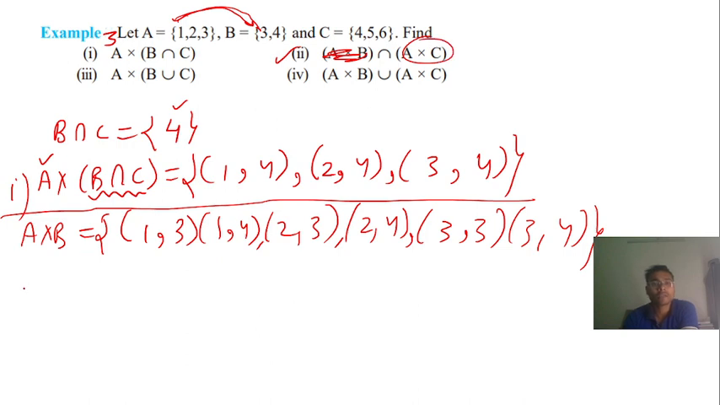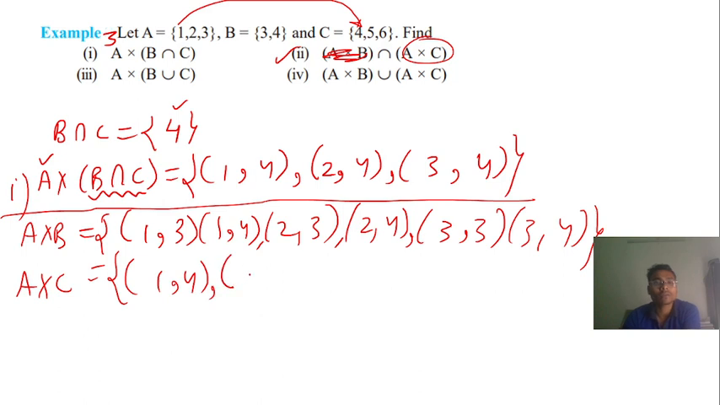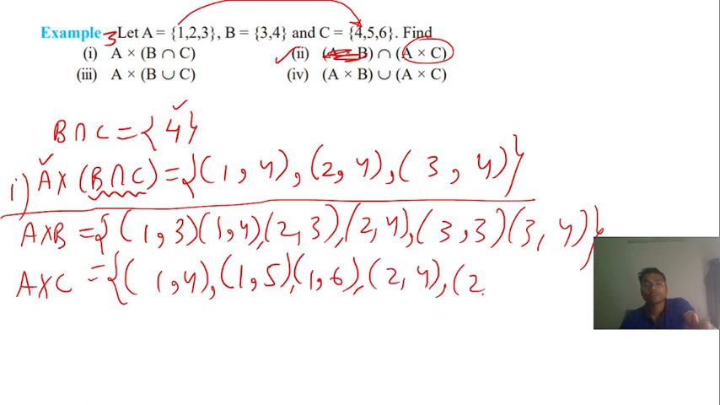Now we will have to write A cross C. For writing A cross C, we need to do a cross between A and C, which is 1, 4 and 2, 4. You can anyway write these things. That's 1, 4, and then 1, 5, 1, 6. And 2, 4, 2, 5, and 2, 6, and then 3, 4, and then 3, 5, and then 3, 6.